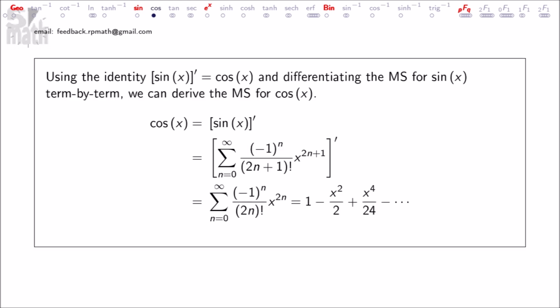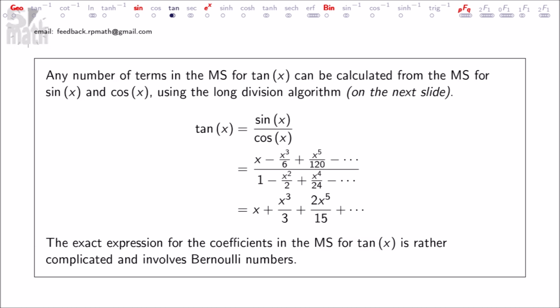Using the identity here and differentiating the Maclaurin series for sine term by term, we can derive the Maclaurin series for cosine x. Any number of terms in the Maclaurin series for tan can be calculated from the Maclaurin series for sine and cosine using the long division algorithm.